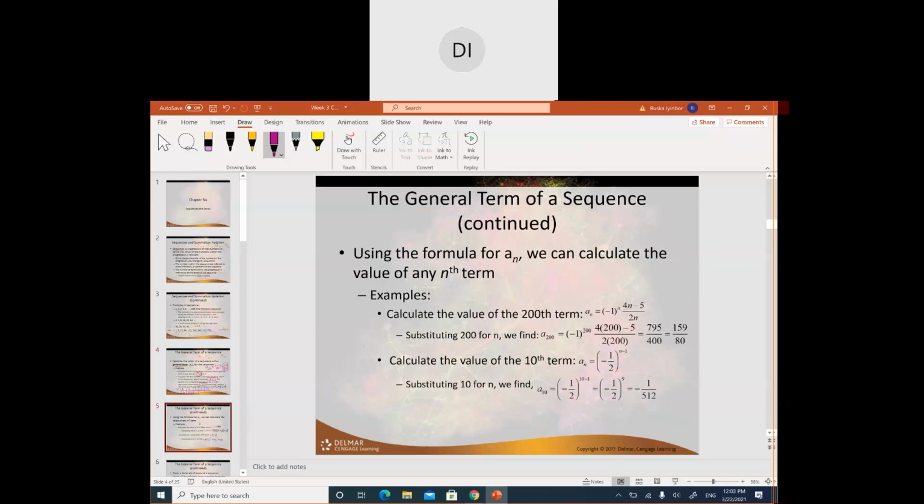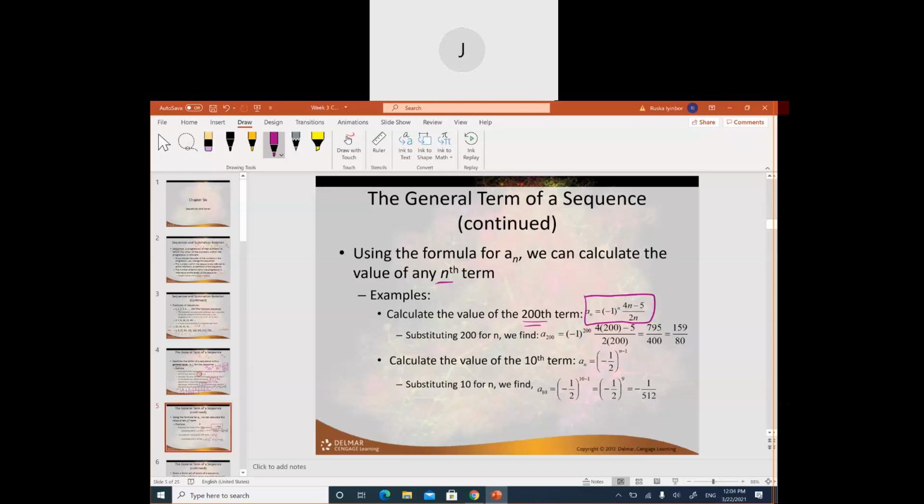So here, the next one: using the formula for An, we can calculate the value of any nth term. That's what I was just doing, right? Example: here they give me the formula. An is this, the general term. Calculate the 200th term. So I'm going to replace n with 200. Plug it in, and that's your answer. Everybody understanding that? So this is straightforward. Just plug it in and you get a number. Okay?